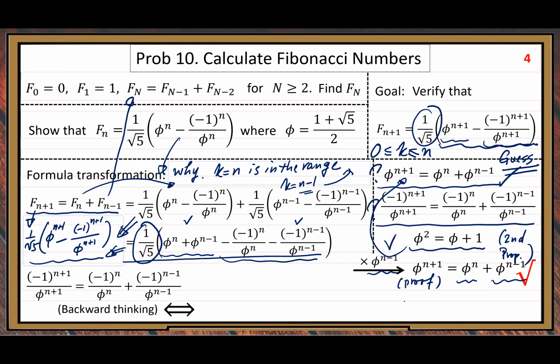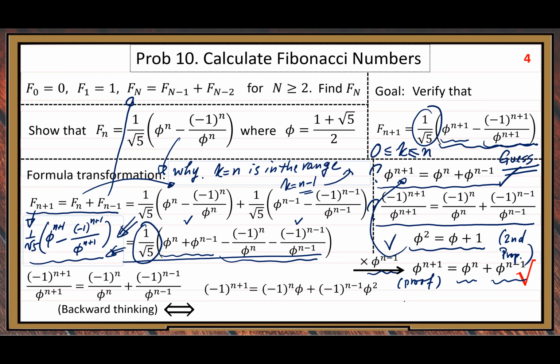Before we transform this relatively more complicated form, it's hard to apply our golden ratio properties directly. So for that reason, we do backward thinking to make this form simpler. First, can we remove that negative one part? The negative one part is quite annoying. If we attach some power of negative one, it's quite annoying, okay? Can we eliminate the negative one part in this formula expression?